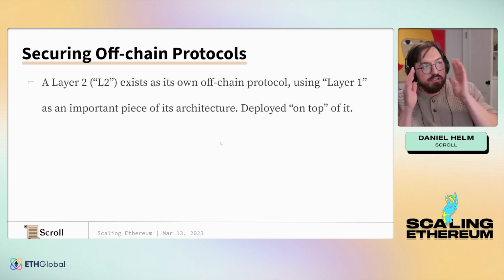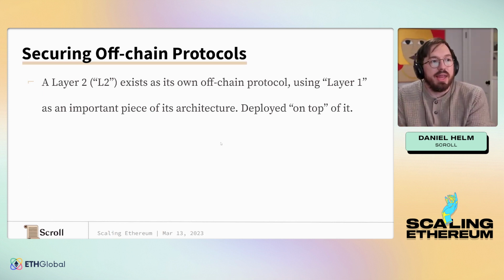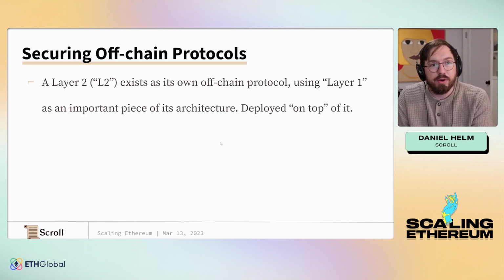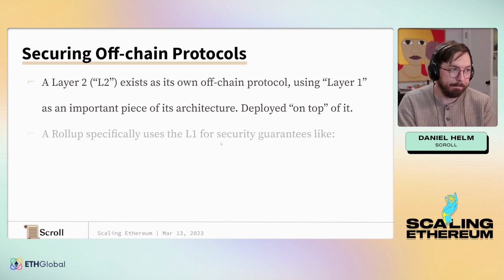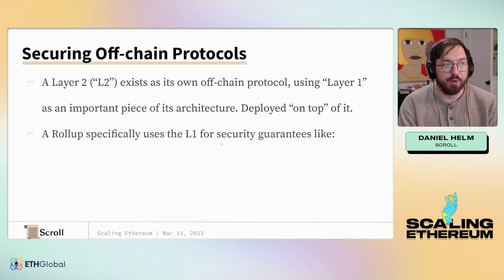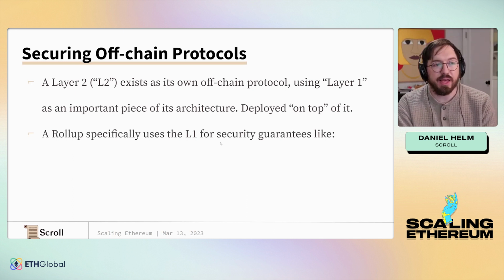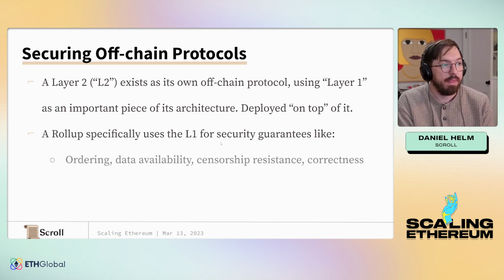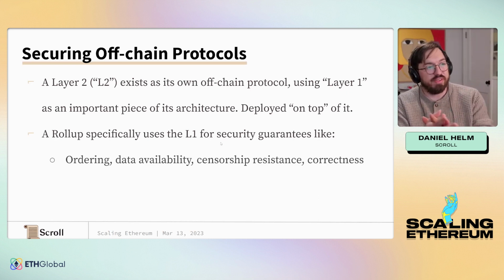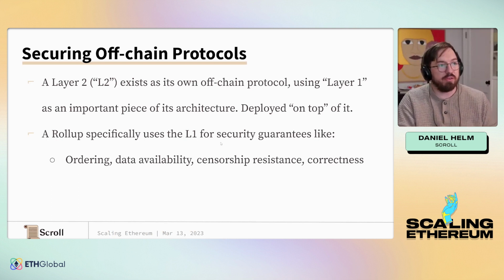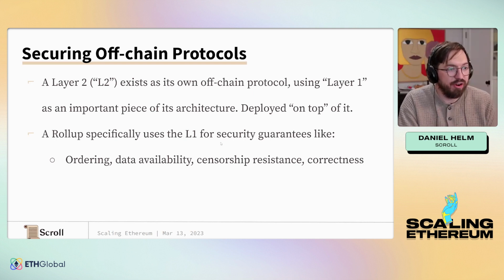So some kind of definitions here. We have a layer 2, and it exists as its own off-chain protocol using a layer 1 as an important piece of its architecture. And we call this being deployed on top of that layer 1. When we get into the idea of rollups specifically, we're going to be using that layer 1 for certain security guarantees. So that could be ordering our transactions, that could be data availability, censorship resistant correctness, things that you can go find probably more technical talks about in the larger Scaling Ethereum presentations.